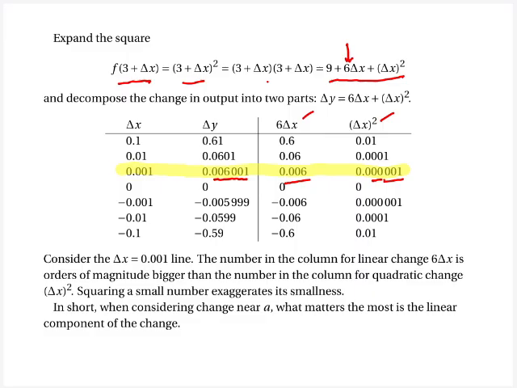That is to say, of these two parts, the linear part, the part where delta x is to the 1 power, not delta x to the 2 power, the linear part is by far the much more important one. So when you consider the change near A, what matters most is the linear component of the change. We are interested in the rate of growth, and the rate of growth is dominated by the linear growth near A.